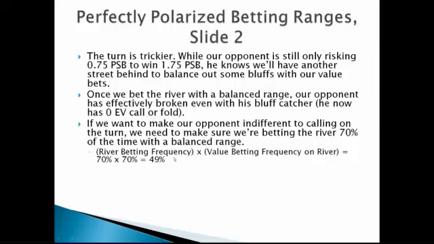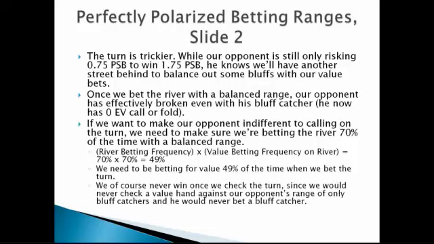So if we need to be betting the river 70% of the time, and we need to have value once we bet on the river 70% of the time, then we can conclude we need to be betting for value 49% of the time when we bet the turn. We, of course, never win once we check the turn, since we would never check a value hand against our opponent's range of only bluff catchers, and he would never bet a bluff catcher. It just doesn't ever make sense for our opponent to bet because he knows we either have 100% or 0% equity, and he doesn't ever need to protect his hand by betting. So since he never bets, we would never check a strong hand, and once we do check, we're always going to lose.